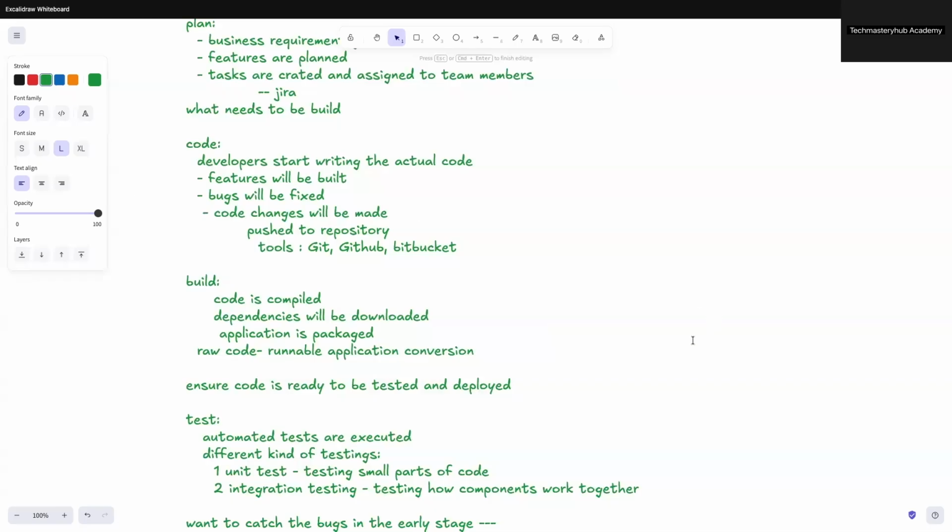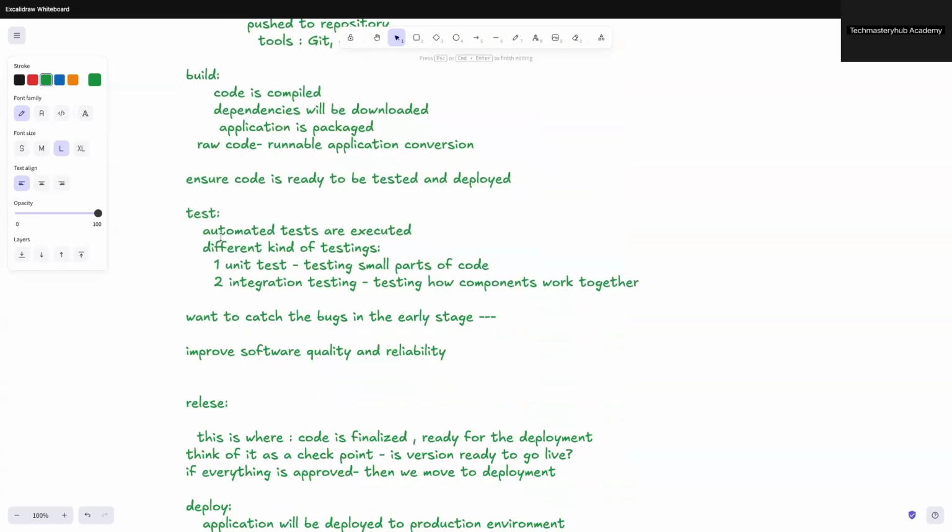Now the next stage is test. This is the test stage. There will be automated tests executed in this stage. There are different kinds of testing included. For example, a unit test. What happens in unit testing is that small parts of the code will be tested, or the integration testing. So testing how components work together will be done in this kind of testing.